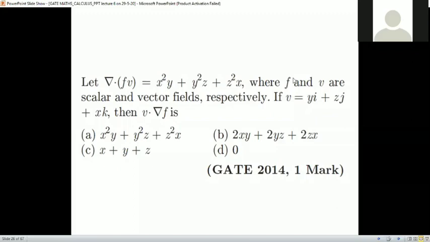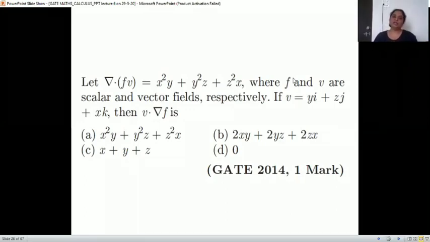Yes, Prajakta? D, 0. When it is 0, that is the identity, that is del dot f cross. That identity is curl of gradient or gradient of curl. But here I cannot say any cross product. That is del dot f into v bar, where f is a scalar. So it cannot be 0 as it is not a standard property. So you have to solve this.